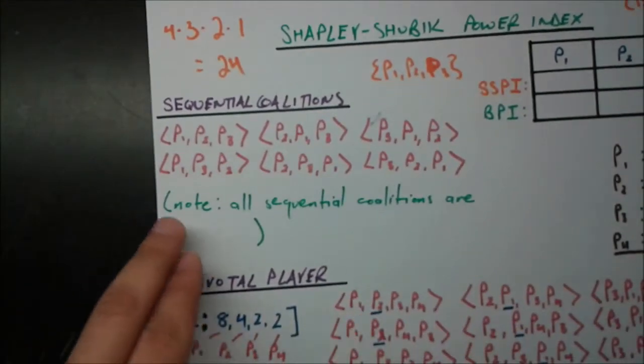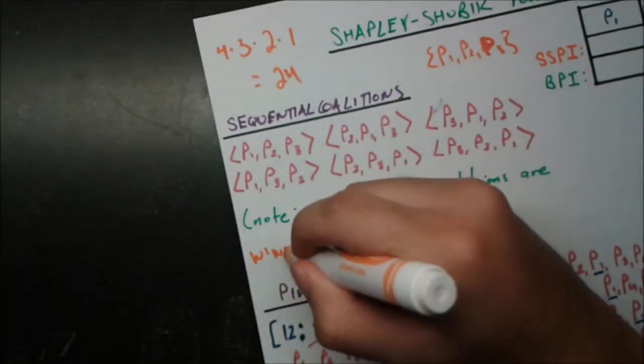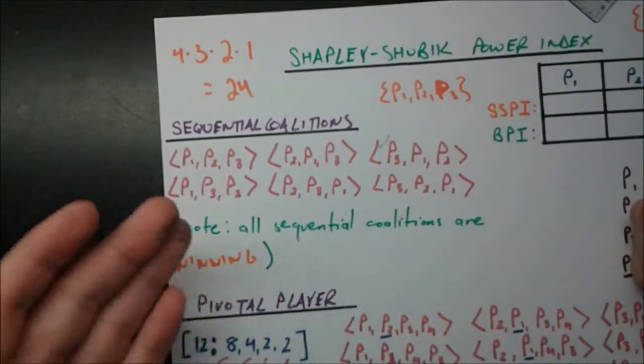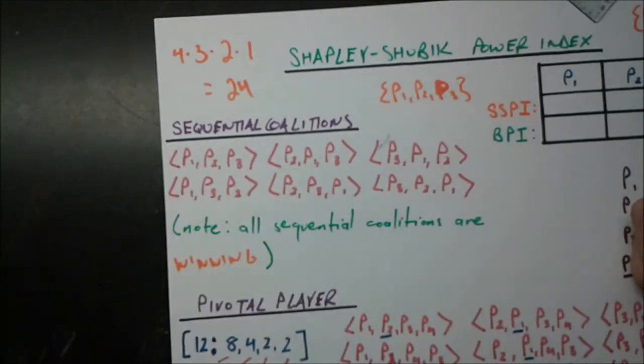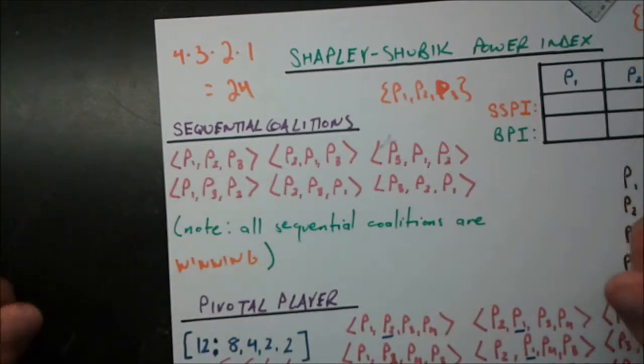Note, all sequential coalitions are winning. There's no such thing as a non-winning sequential coalition, because if you include all of the players, then the quota should be met. If it's a good weighted voting system, then it should be enough to get the quota met. So all sequential coalitions are winning. By saying sequential coalition, you're implying that it's winning.